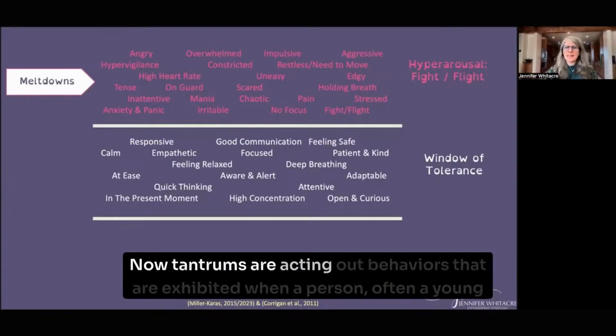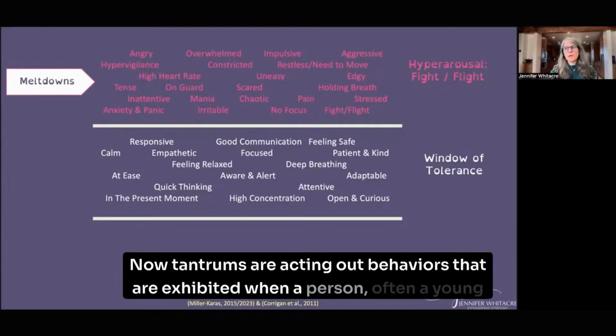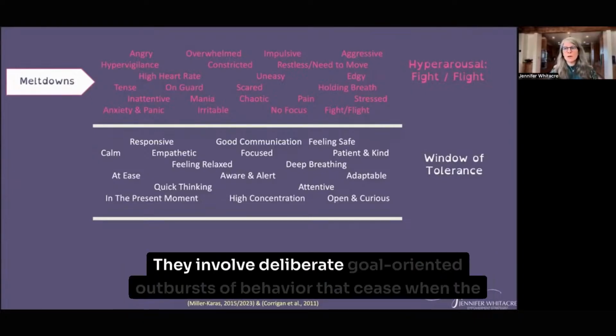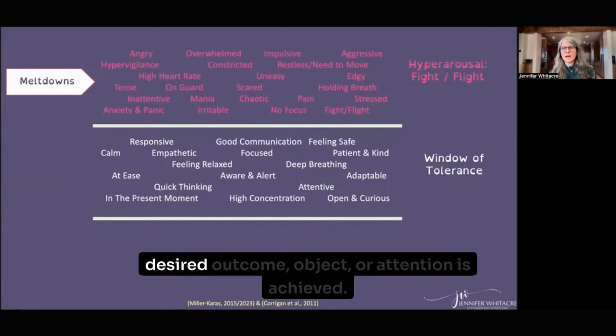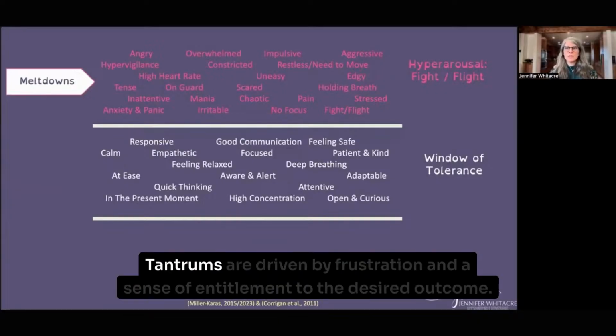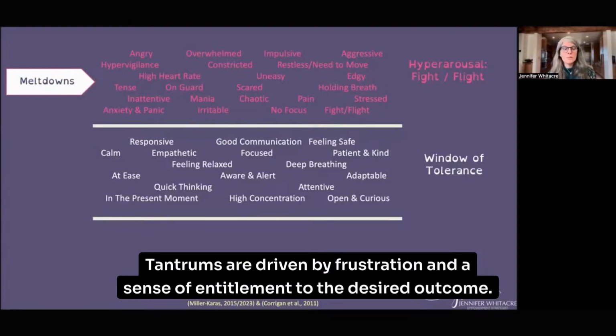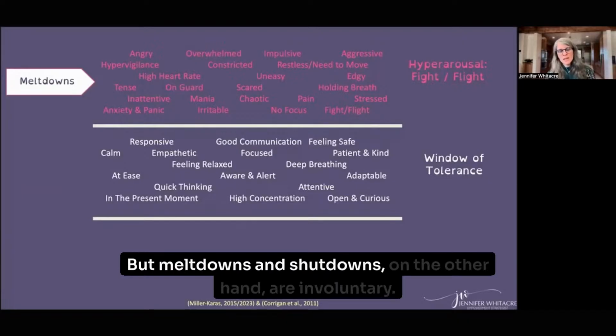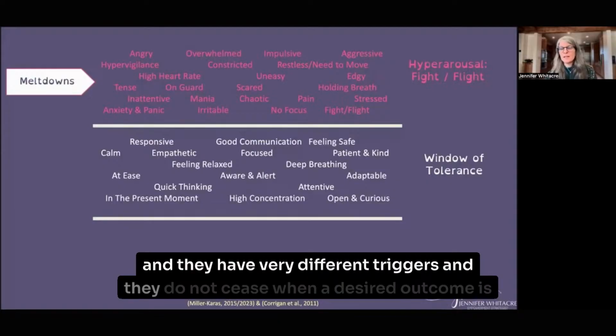Now, tantrums are acting out behaviors that are exhibited when a person, often a young child, isn't getting their way. They involve deliberate, goal-oriented outbursts of behavior that cease when the desired outcome, object, or attention is achieved. Tantrums are driven by frustration and a sense of entitlement to the desired outcome. They're often triggered by being told no. But meltdowns and shutdowns, on the other hand, are involuntary, and they have very different triggers, and they do not cease when a desired outcome is achieved.